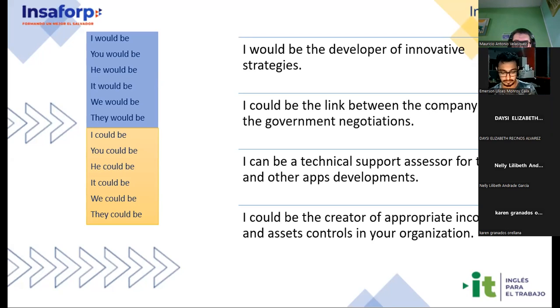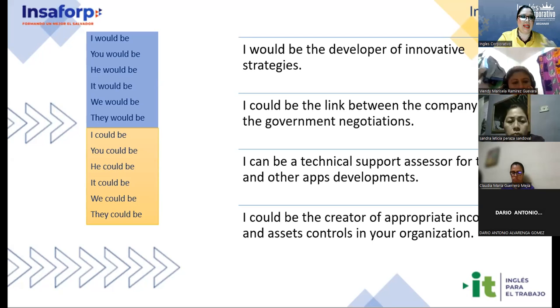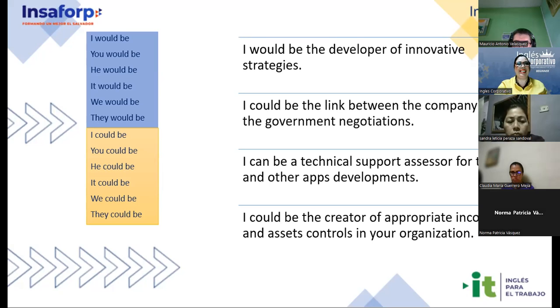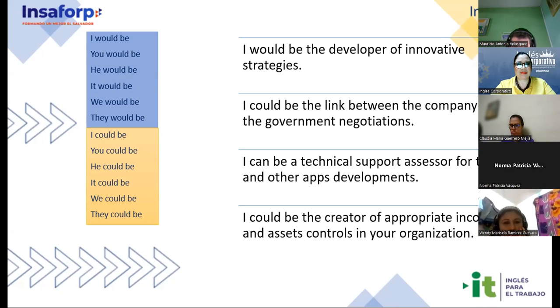Good. Very good. And who said me, teacher? Can you say your name? I'm sorry, I couldn't identify. No pude identificar. Me, teacher. Okay, please, Mauricio. Yes, because you're raising your hand, huh? The second. Yes, the second. Okay. I could be the link between the company and government negotiation. Negotiation. All right, very good, very good.